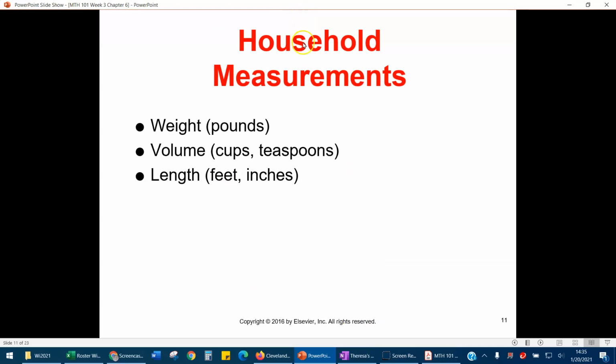So the next thing is household measurements. With metric, we can use the number line to convert within the metric system. That means from metric to metric. Now with the household system of measurement, we can't use any fancy number line because we're going to be converting from household measurements to metric measurements. So we're not staying in the same form of measurement.